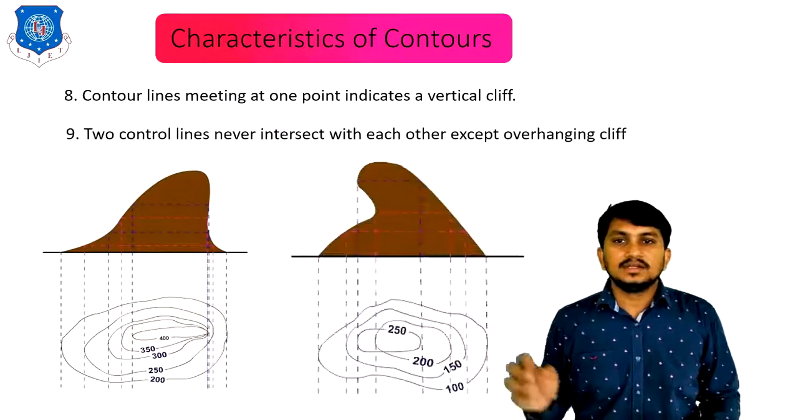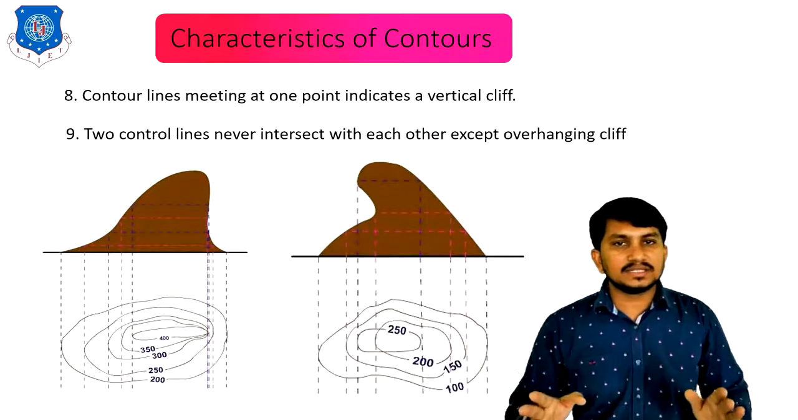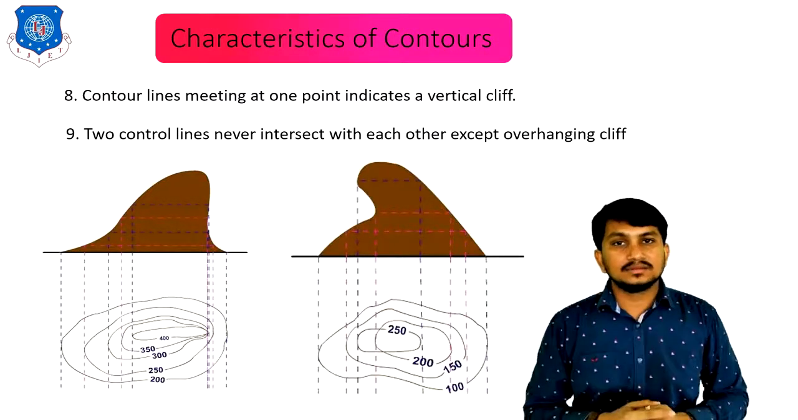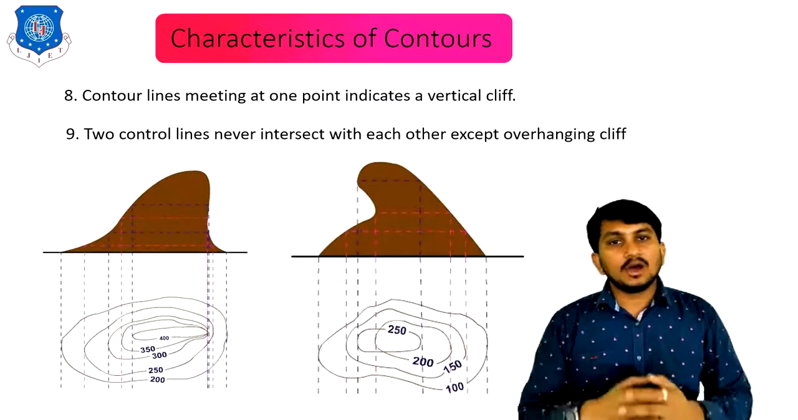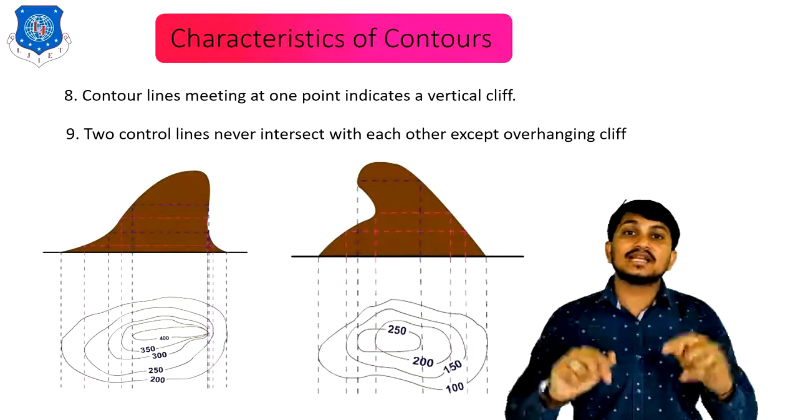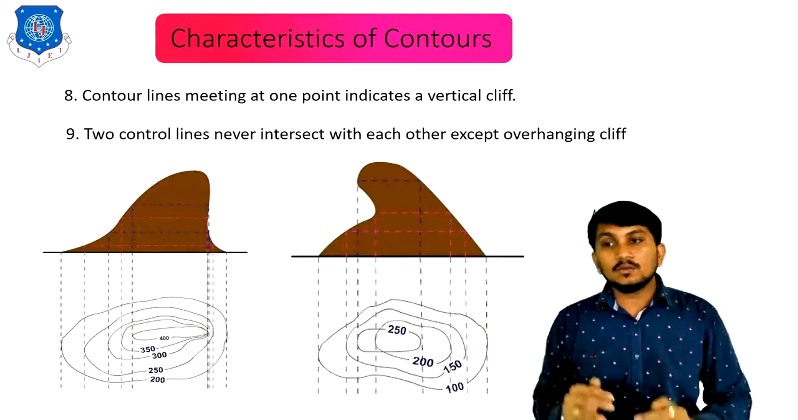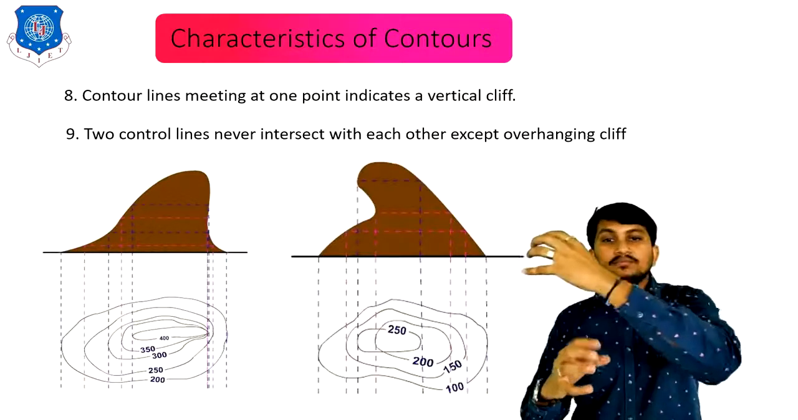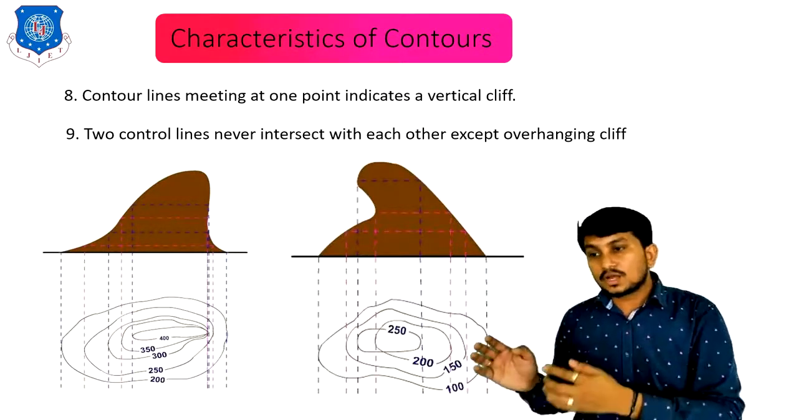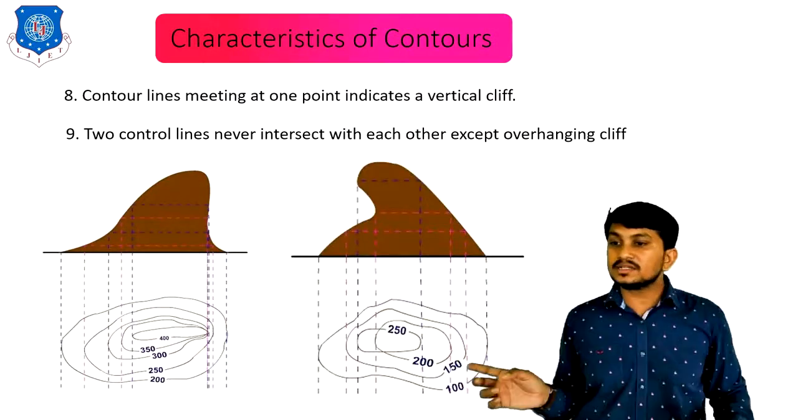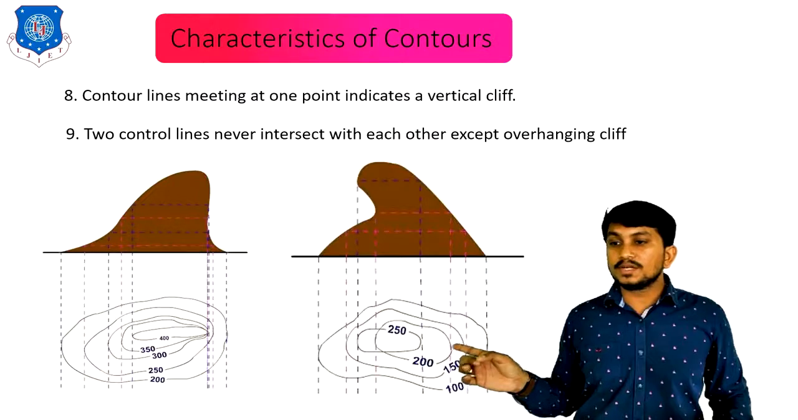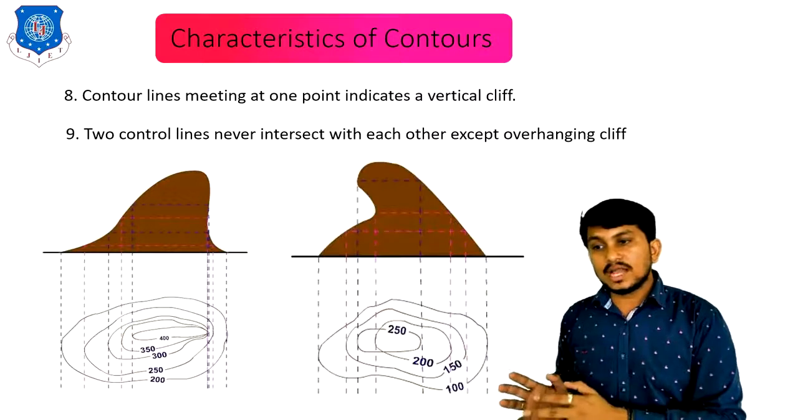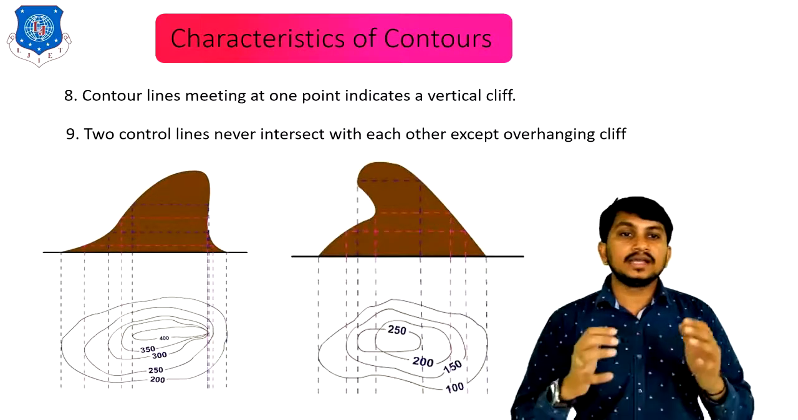Next, two contour lines never intersect with each other except in an overhanging cliff. This one case is the exceptional one. In all other cases, two contour lines never intersect with each other. Here in an overhanging cliff, one portion is overhanging. The top portion of the hill is overhanging from the bottom portion, so the contour lines are intersecting with each other. Here you can see the contour lines of 250 meter and 200 meter are intersecting with each other. This intersection of contour lines is only observed in an overhanging type of cliff.